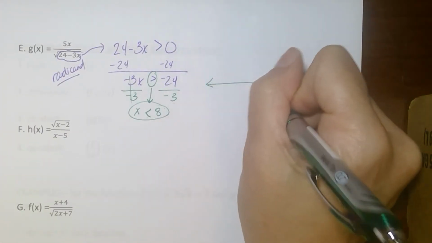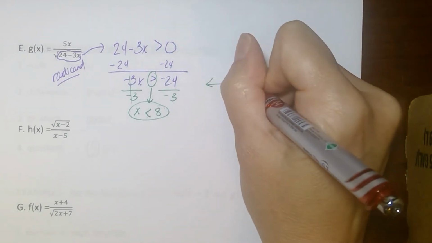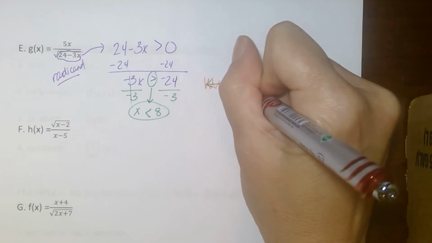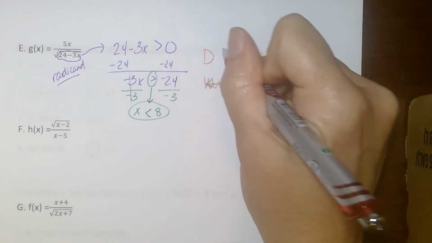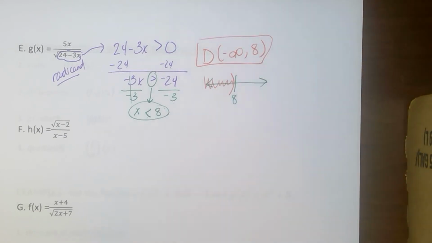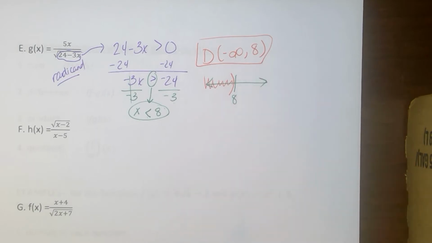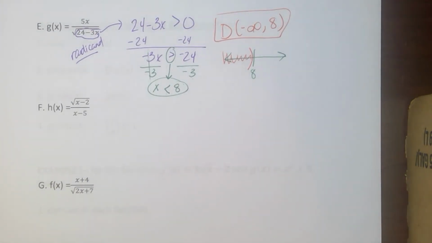So my domain is limited to all x values less than 8. And what does that look like? Well, I'm not including 8. I'm doing everything to this direction. So my domain is from negative infinity up to not including 8. That's the restriction on my domain. If you hadn't taken the time to write this out, you probably wouldn't have reversed that inequality and you would have ended up with the wrong end. So be careful about that.